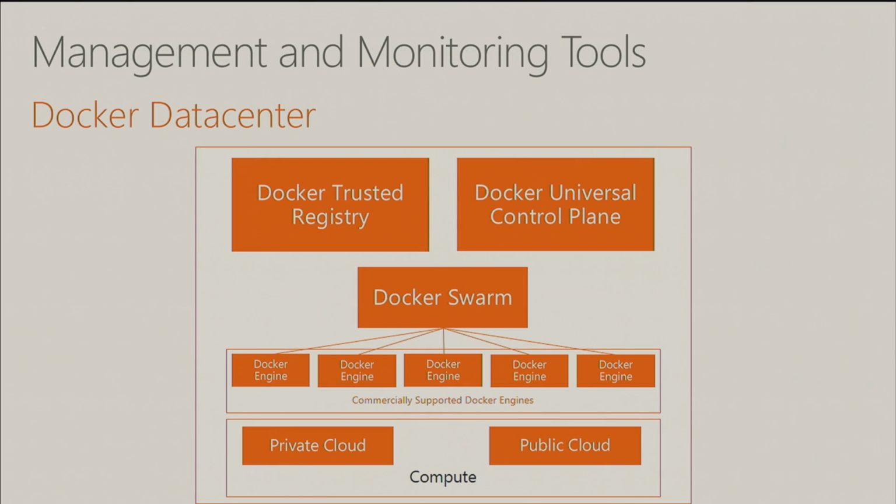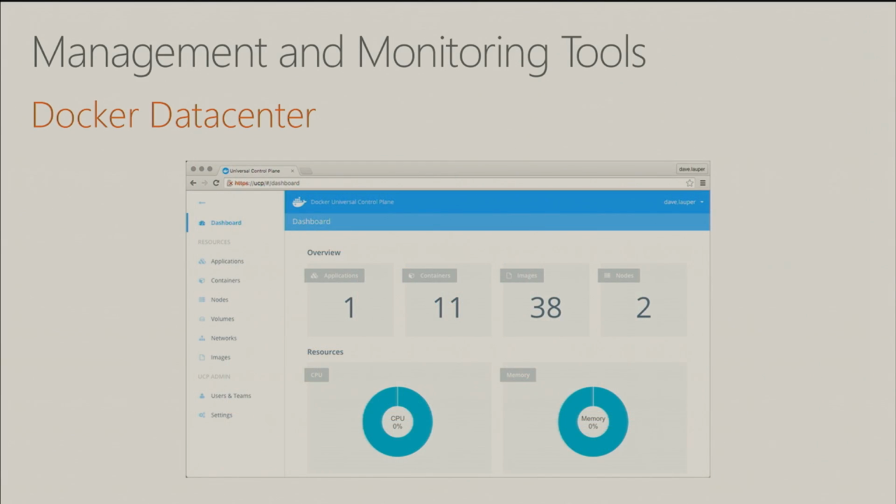Some other management monitoring tools. Docker Data Center. This is some cool stuff. Docker Data Center is really an amalgamation of a couple of tools: the Docker Trusted Registry and the Docker Universal Control Plane. Those, along with Docker Swarm and the commercially supported Docker Engine, which anybody running Server 2016 has access to. And this gives us a really nice set of tools for looking at our containers.